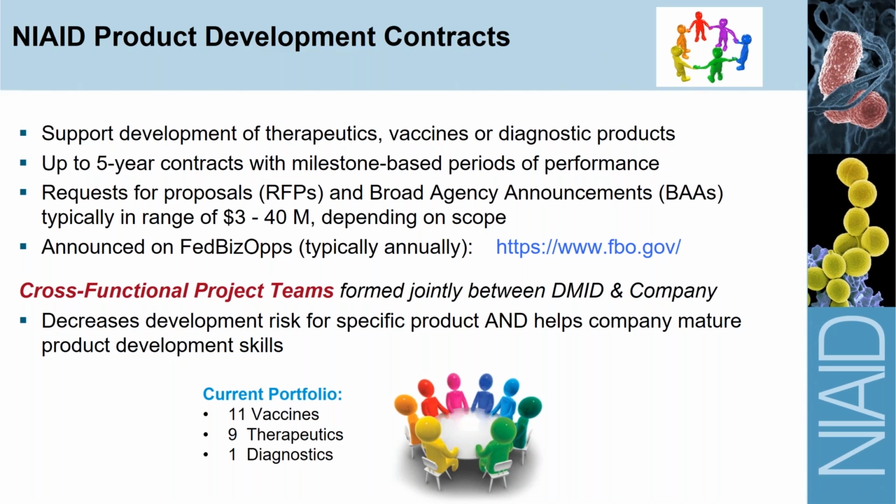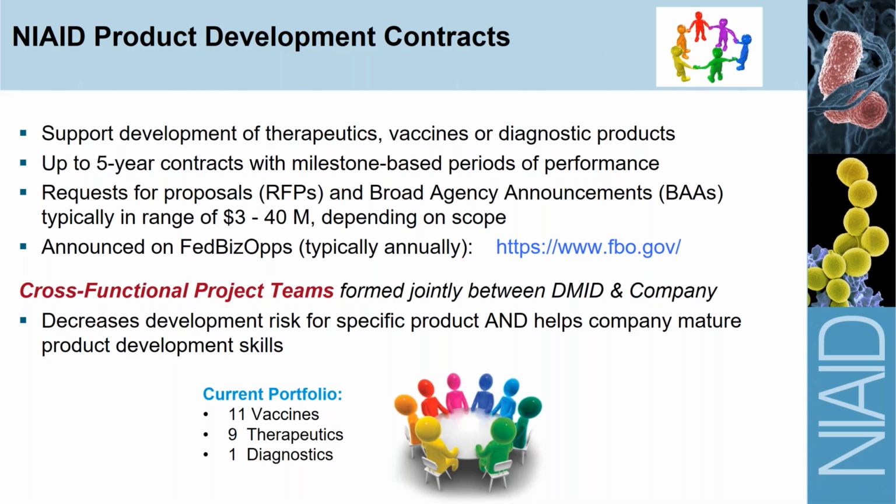And the announcements for these product development contracts come out as requests for proposals or broad agency announcements that appear on Fed Biz Ops, which is basically all things federal government directed in terms of contracts. And the awards are typically in the range of 3 to 40 million, depending on the scope, and can be quite beneficial for driving forward programs in this area. Again, you'll get highlights of new product development announcements will come out of the Council Cleared site that I mentioned before, as well as in the NIAID funding news.